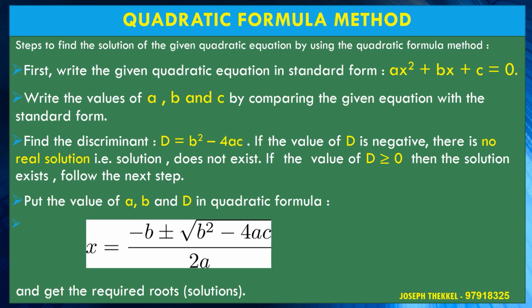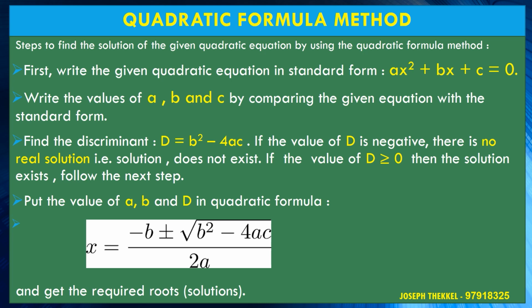Quadratic formula method. Steps to find the solution of the given quadratic equation by using the quadratic formula method. First, write the given quadratic equation in standard form ax square plus bx plus c equal to 0. Write the values of a, b and c by comparing the given equation with the standard form. Find the discriminant D equal to b squared minus 4ac.